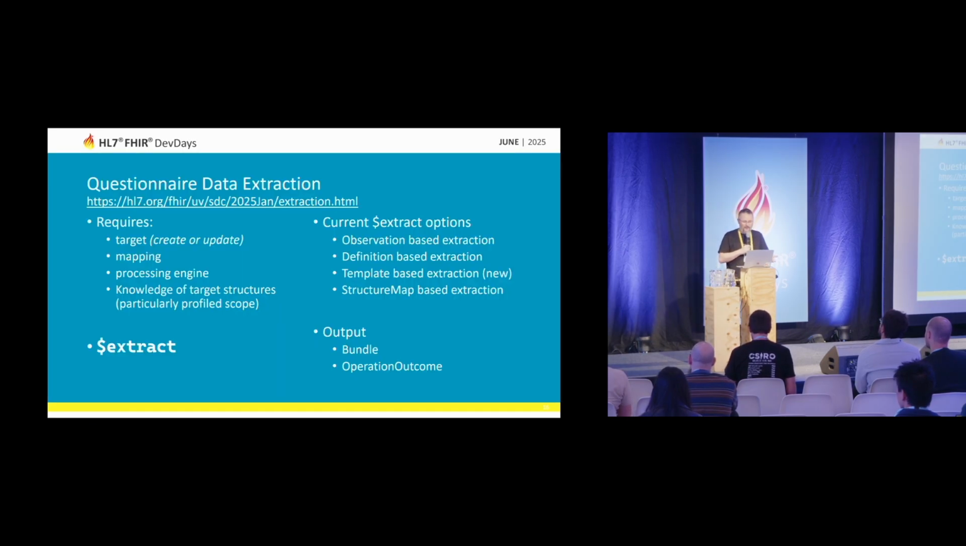So on to the extraction. Just like population, the extraction requires a target. Where are you sending it? Are you going to do a create or update? You need a mapping, an engine, and knowledge of where you're putting it. The four options are observation, definition, template, which is new, and StructureMap, which I'm not going to go into again. It's $extract, and it returns your bundle of content and/or an OperationOutcome.